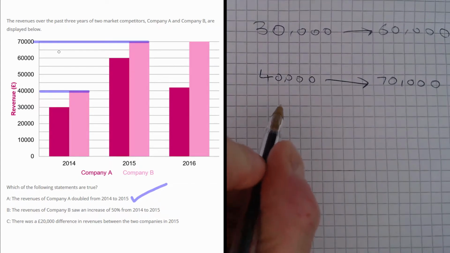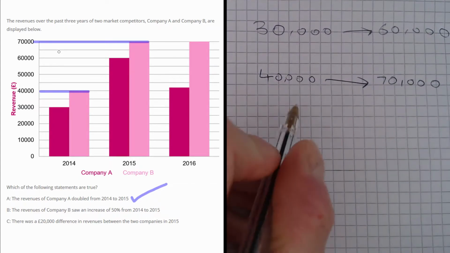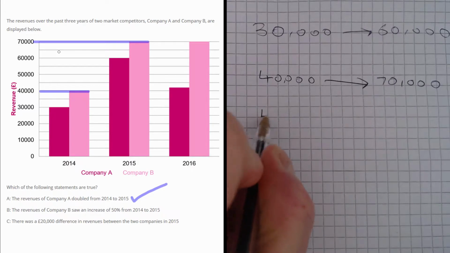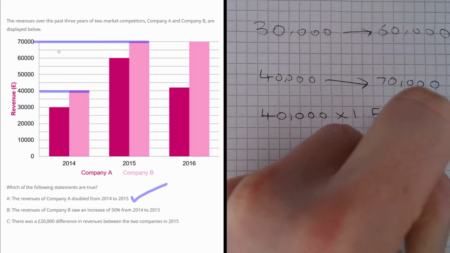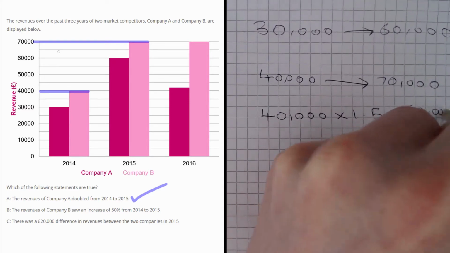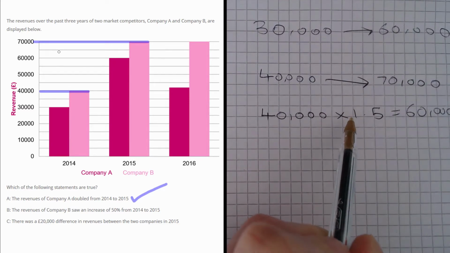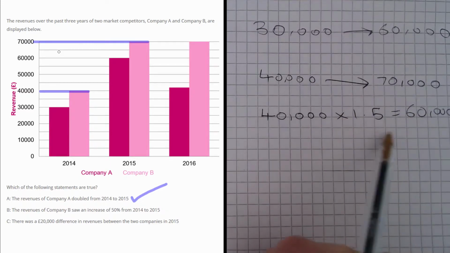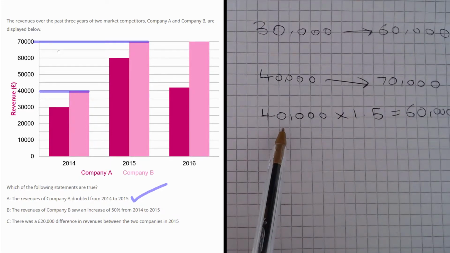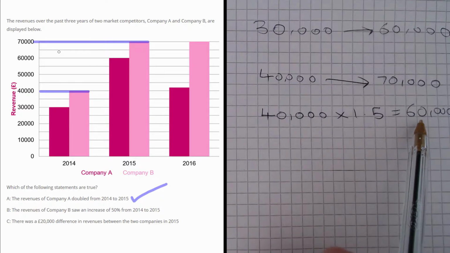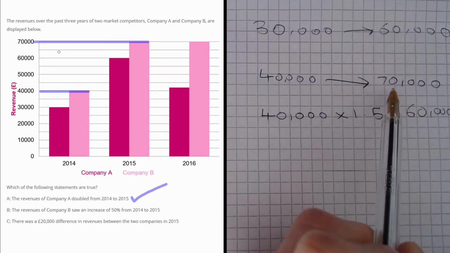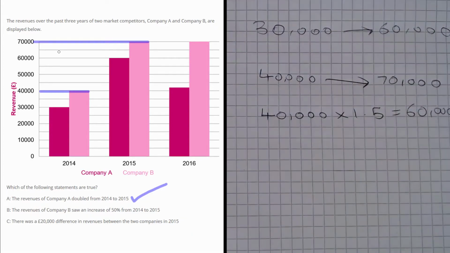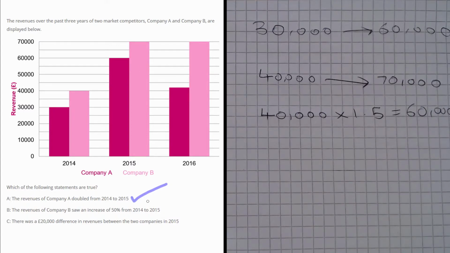Now if the revenues did increase by 50%, we would expect that the revenues were 40,000 multiplied by 1.5, which is 60,000. Now remember that to increase a number by 50%, we multiply it by 1.5. So if there were a 50% increase, we would expect the revenues in 2015 to be 60,000, but they're not, they are 70,000. So we know from this part of the question that part B is false.